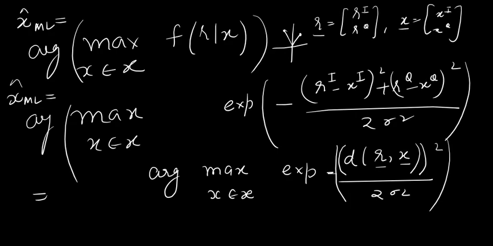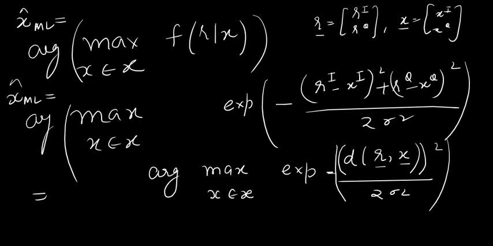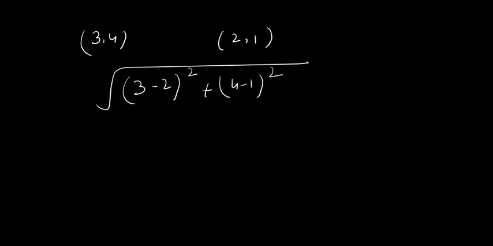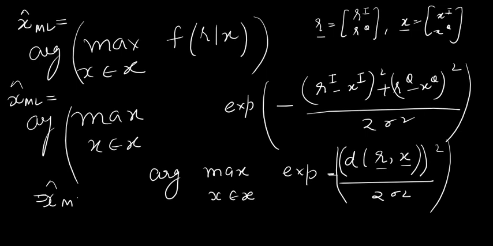Okay, don't worry. I have a point 3 comma 4, and there is a point 2 comma 1. What is the distance between them? 3 minus 2 whole square plus 4 minus 1 whole square, under root. So this is what I am saying. Is it clear now? This is the example. So now your x hat ML is this.